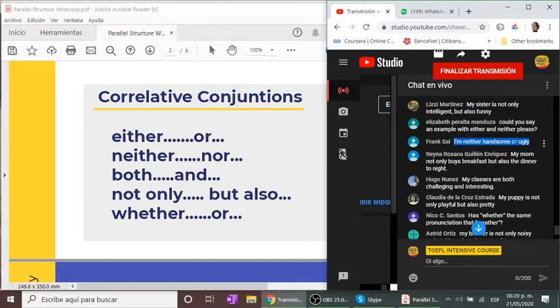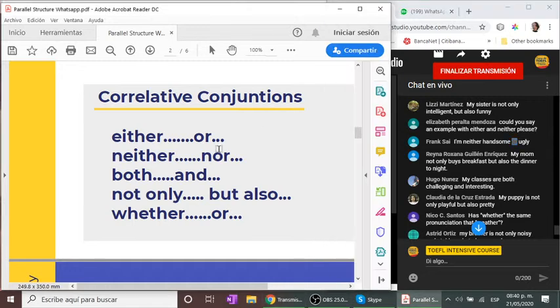Okay. I'm neither handsome or ugly. Este está incorrecto, debería ser nor. De hecho, este es un tipo de ejemplo que nos van a poner en el examen. O sea, nos van a combinar conjunciones, las van a mezclar. And here would be, I'm neither handsome nor, you know. Neither nor. That's good for neither nor. Okay.